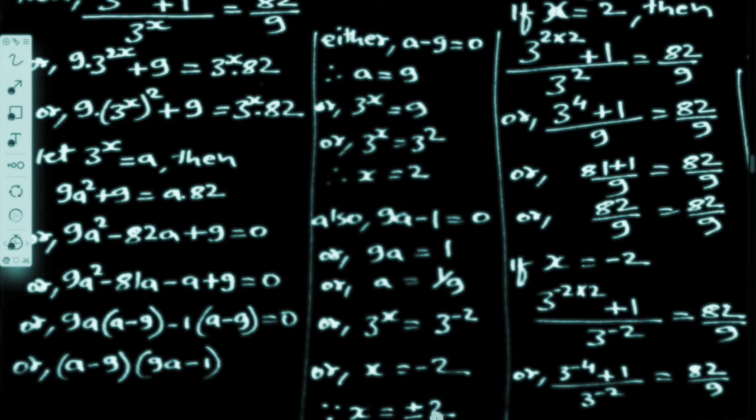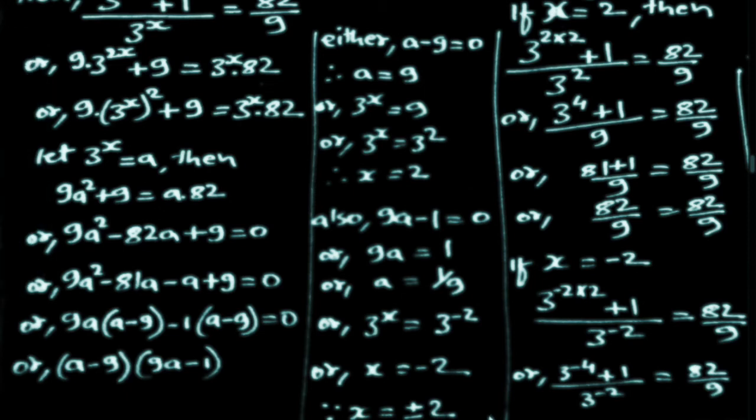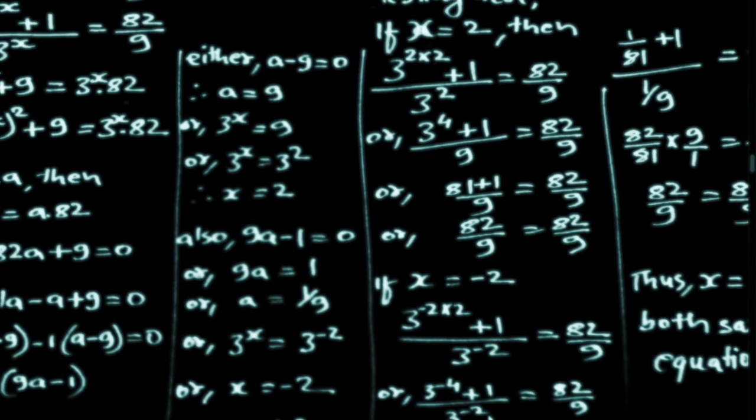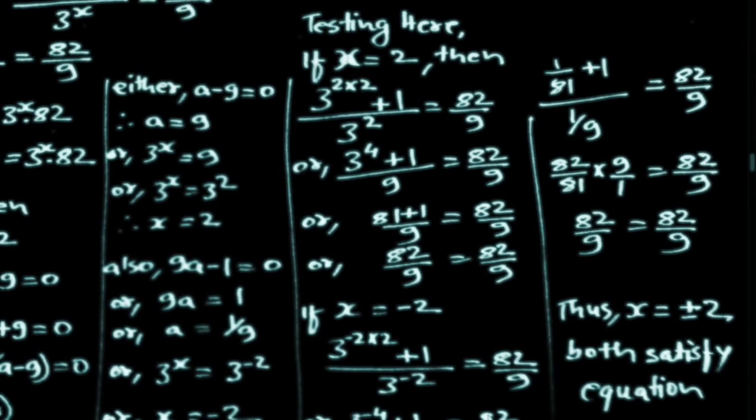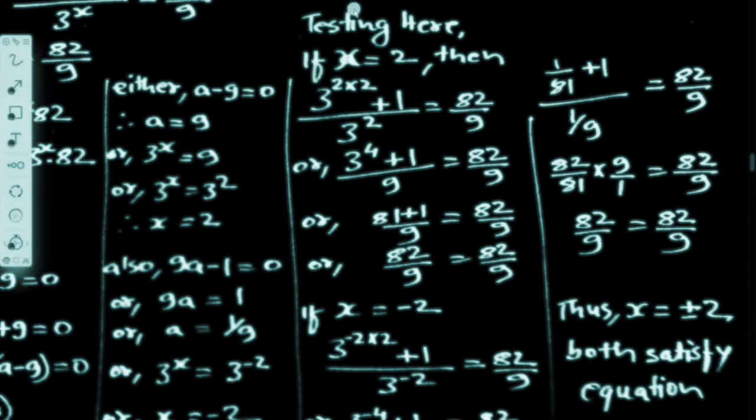This is our answer, but this alone is not sufficient. To test whether our calculation is wrong or right, we have to test. Testing here. In the main equation, the one given in the question, we should place x equal to 2 in every place.